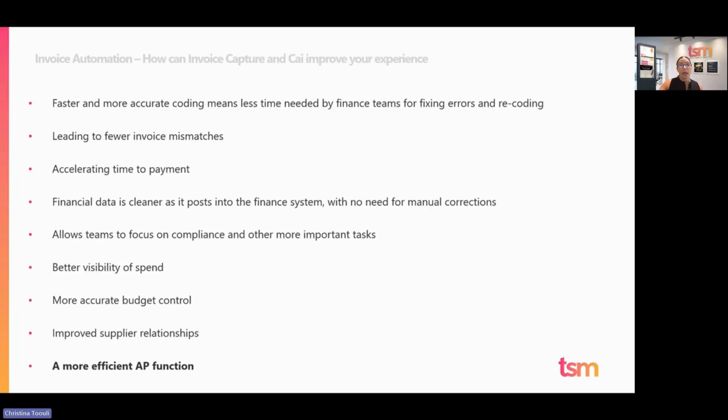Okay. With the two together, Invoice Capture and in the future Kai, it can improve your whole AP processing, with better visibility of invoices, fewer invoice mismatches, quicker processing times, and more accuracy. The AP team won't have to guess what the coding should be, as it intelligently presents what the codes should be. That will hopefully give you a more efficient AP function.